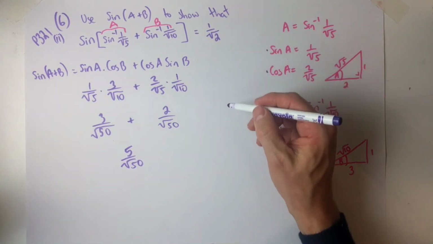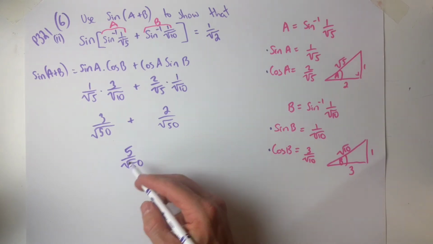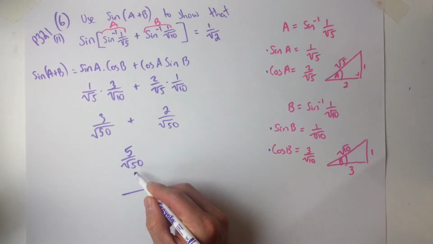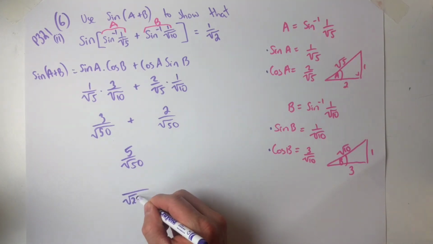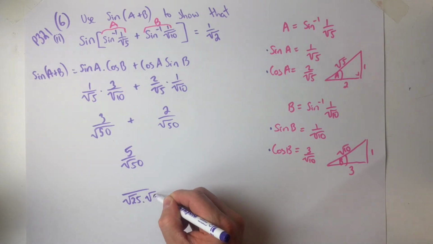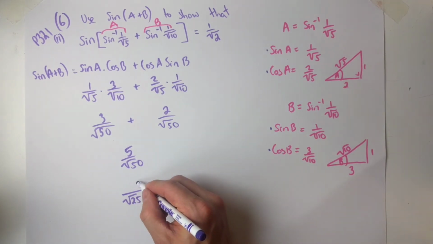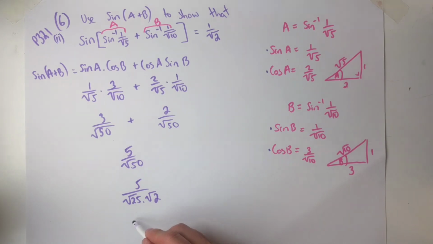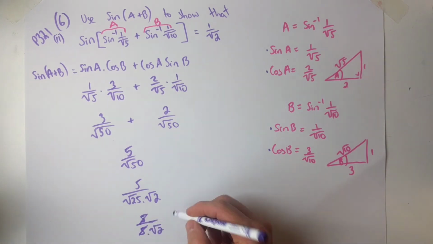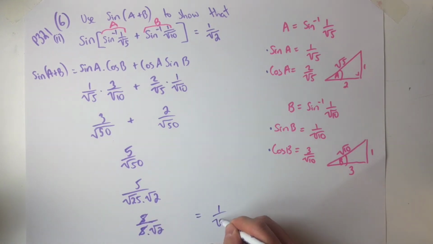Now you're trying to get it to look like this, so you factor the square root of 50 into the square root of 25 by the square root of 2 at the bottom. The square root of 25 is really 5. So you have 5 over 5 times the square root of 2, and they cancel to leave you with 1 over the square root of 2.